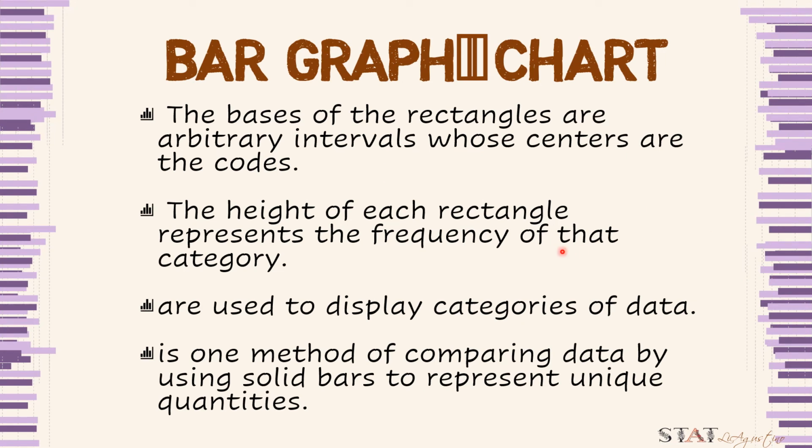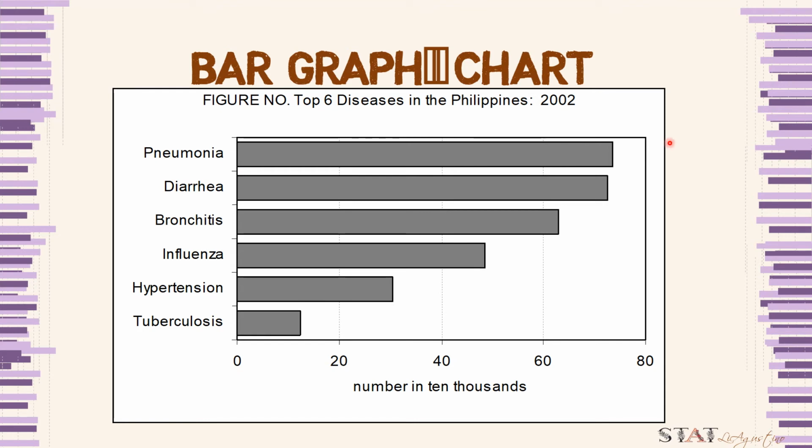So let's proceed to bar graph or bar chart. So the bases of the rectangles are arbitrary intervals whose centers are the codes. The height of each rectangle represents the frequency of that category, and it is used to display categories of data. It is one method of comparing data by using solid bars to represent unique quantities. So from the word bar, it's like a rectangle. So let's see an example. We have here the figure, top 6 diseases in the Philippines last 2002.